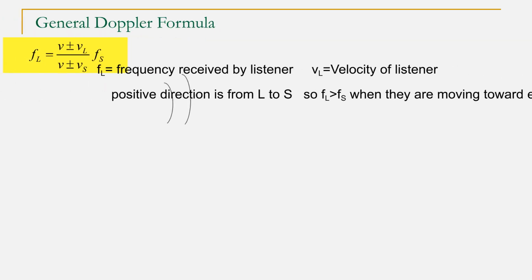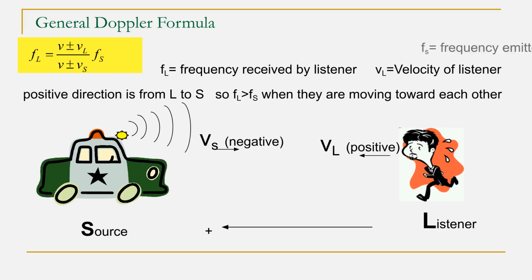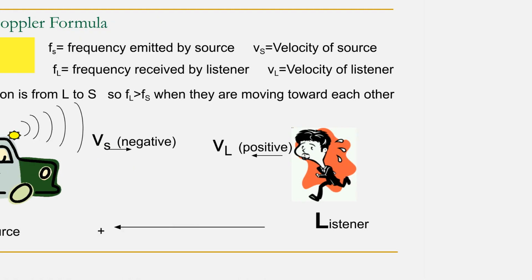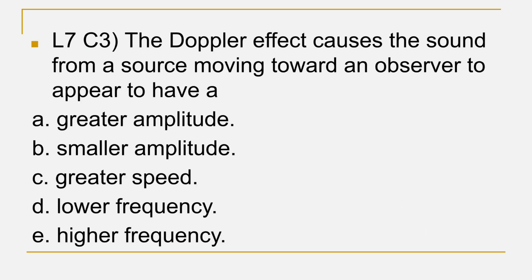The general Doppler formula relates the frequency heard by the listener to the frequency emitted by the source. The positive direction is defined from the listener to the source, resulting in a higher observed frequency when they are moving toward each other. Another question to consider. The Doppler effect causes the sound from a source moving toward an observer to appear to have what characteristic?